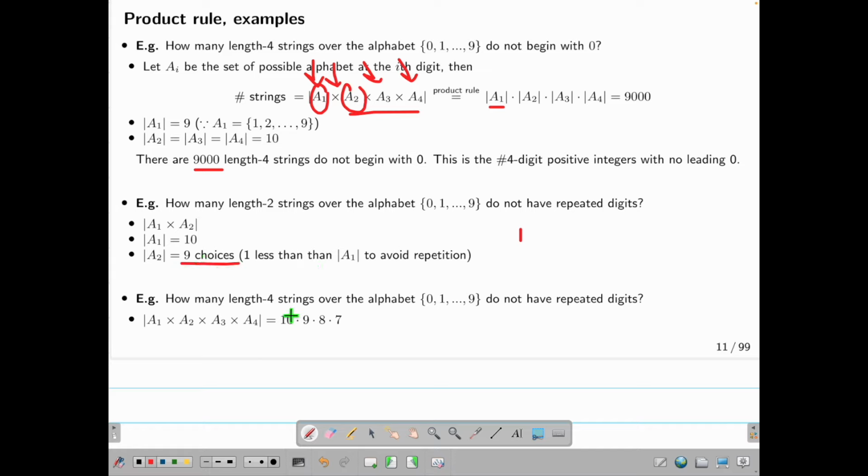And then what about this? A string of length 4 with no repeated digit. The first one has no constraint, so all letters. The second one cannot repeat the letter used by the first one, so minus 1. The third one cannot repeat the previous 2, so minus 2, and the same for the next. So you get this number, which is how many possible strings there are.